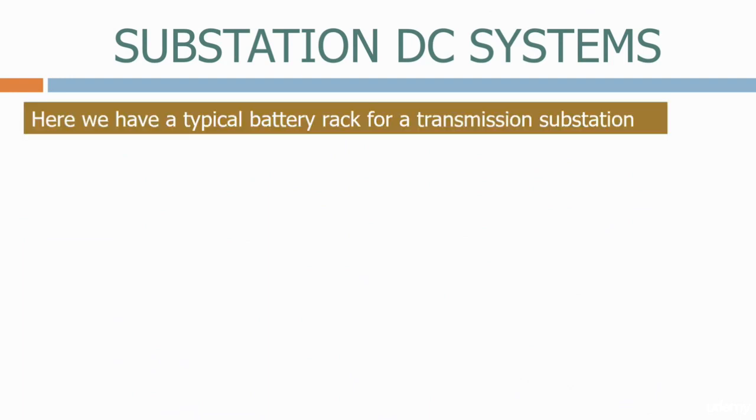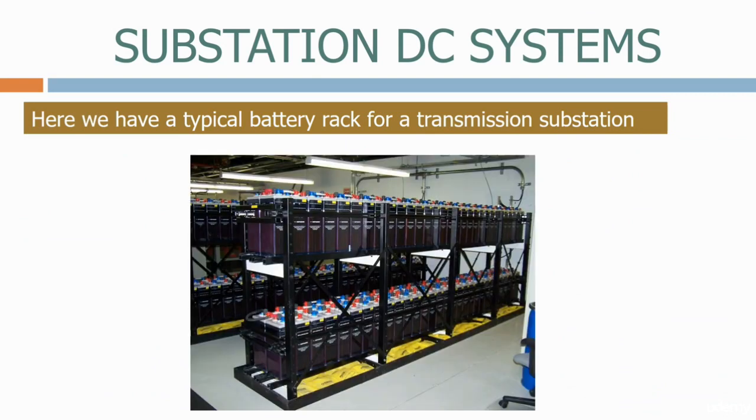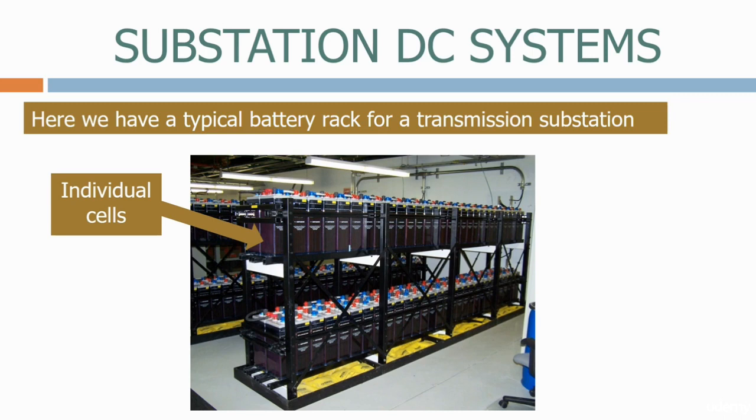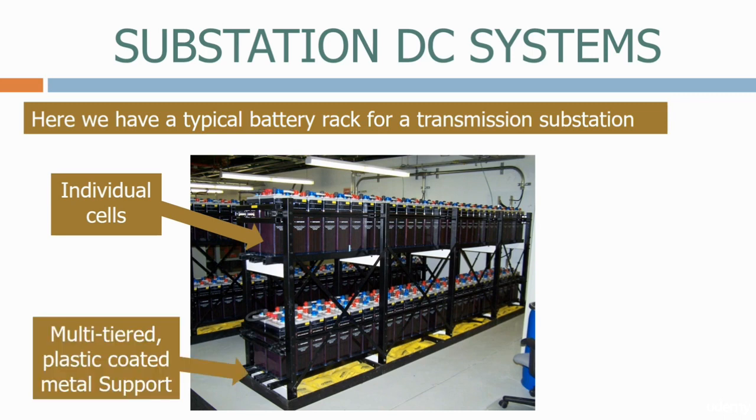Here we have a typical battery rack for the transmission substation. Firstly, we have the individual cells. Because of the quantity of cells required, these are usually stacked in multi-tiered racks. We normally use plastic-coated metal support racks. These are resistant to any acid that may leak from the batteries.